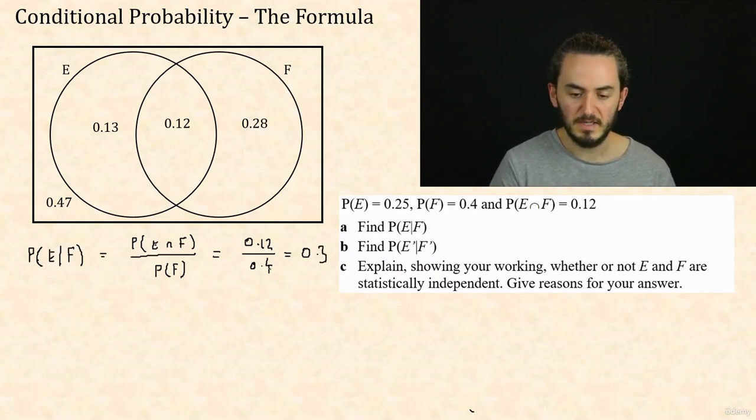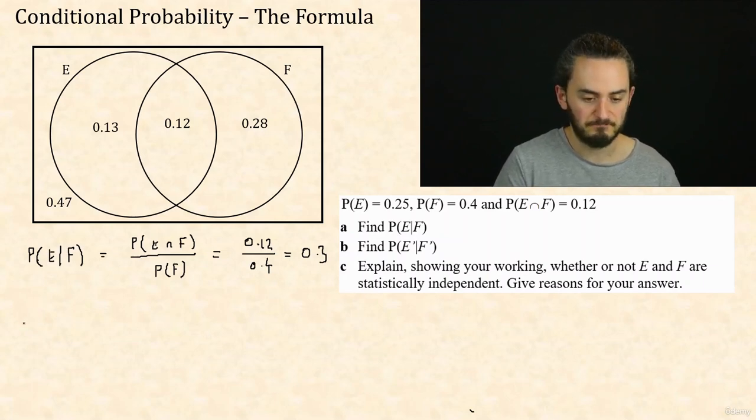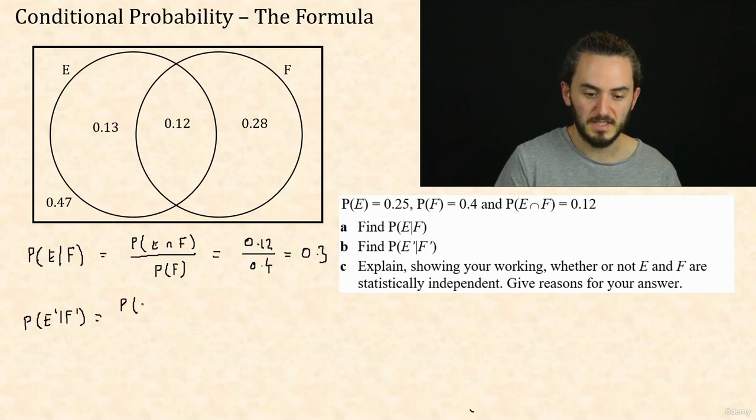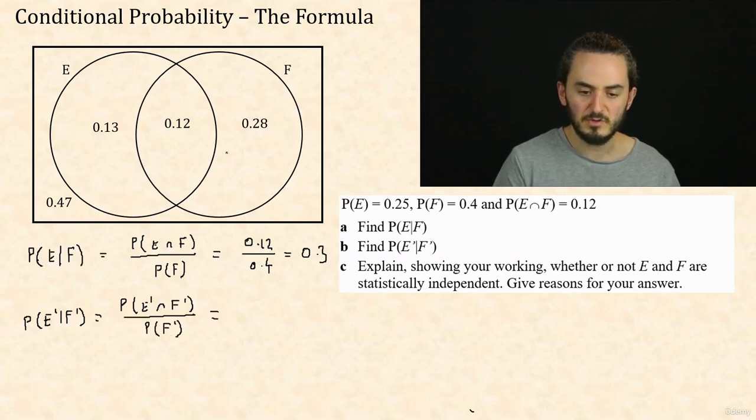Next, it's find the probability of not E given not F. So this is a bit of a quirky one. Not E given not F. We'll use the formula. That's the probability of not E and not F divided by the probability of the thing that's given, which is not F. So which part of my Venn diagram is not E and not F?